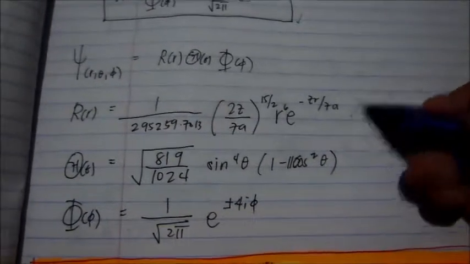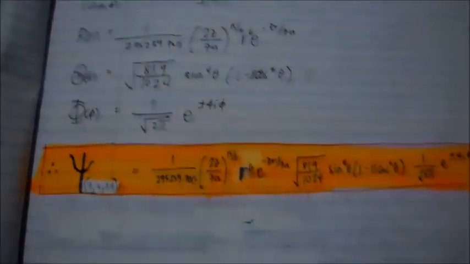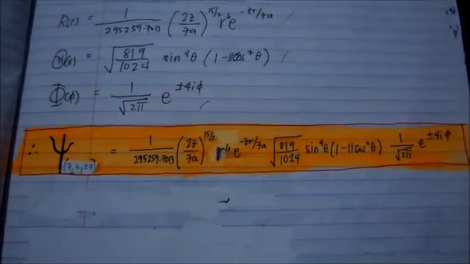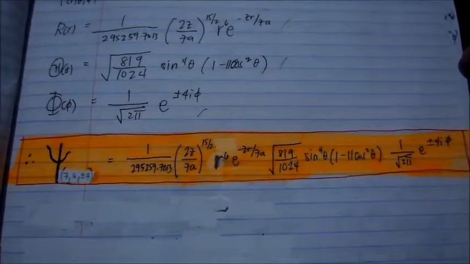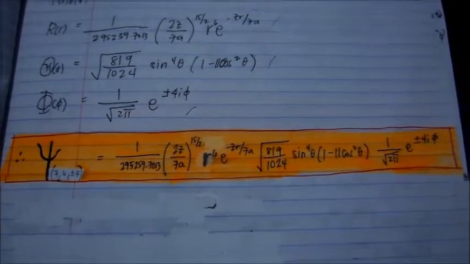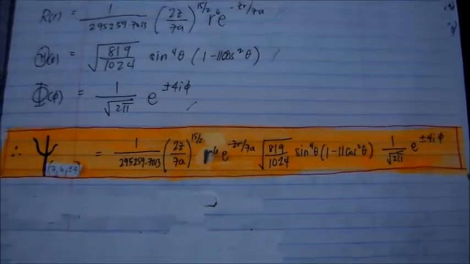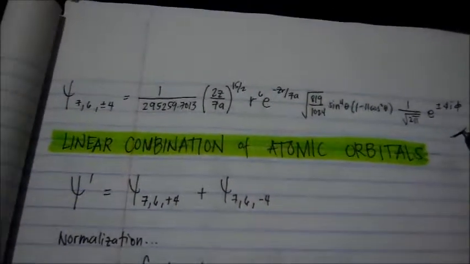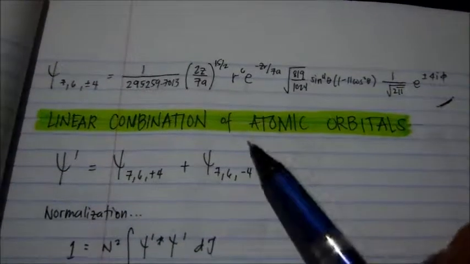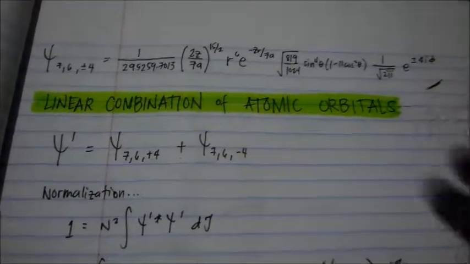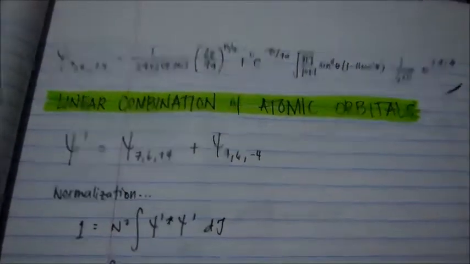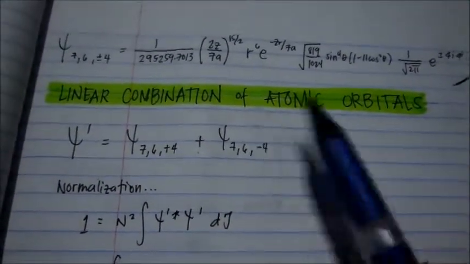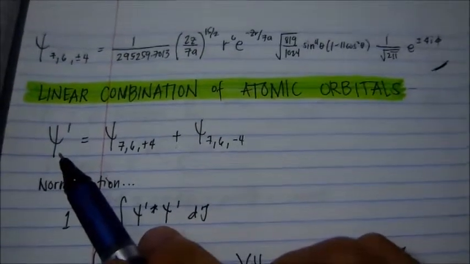So combining these three, we'll have here our eigenfunction for our I orbital. Okay. So we all know that in this part, our function here is the configuration of the 7i orbital. And now we will do linear combination of atomic orbitals to further see the structure of each of those orbitals. So this will be psi prime.